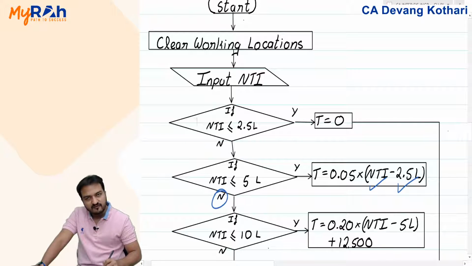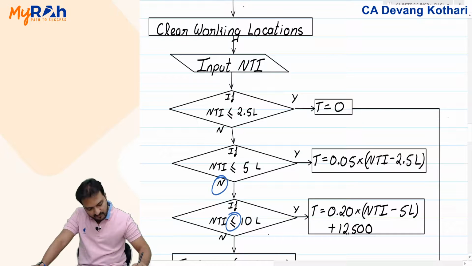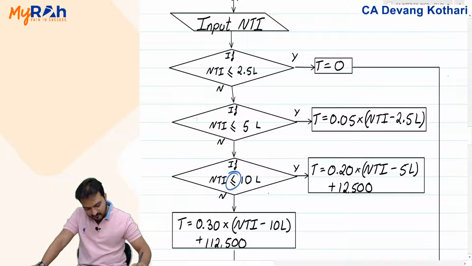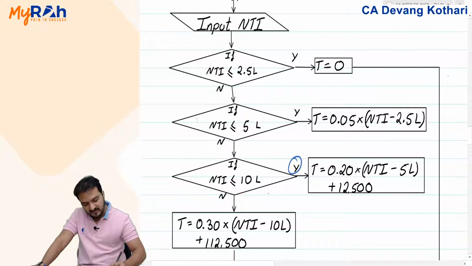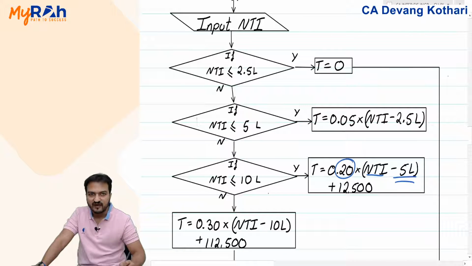If not less than 5 lakhs means it is more than 5. Check whether it is less than 10. More than 5, less than 10. If it is yes, then less than 10, yes, means it falls under slab 3. Then tax payable is 20%. 20% of income above 5 lakhs, NTI minus 5 lakhs. Plus you will also pay 12,500.